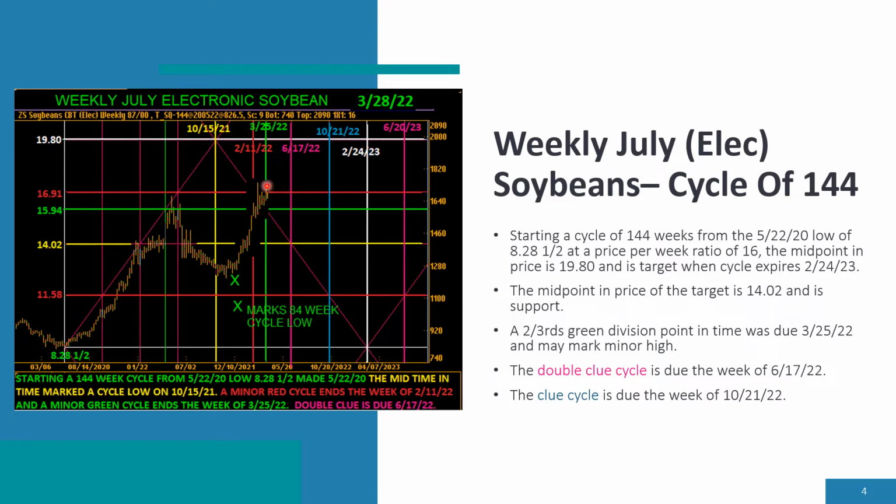To point out, we just arrived at the 2/3 division point in time, the green vertical line, last week, the weekend of March 25th, 2022, and we made a little secondary high there. So we want to watch that. Now, he has the 84-week low marked on this chart, and you can see we really took off from there.